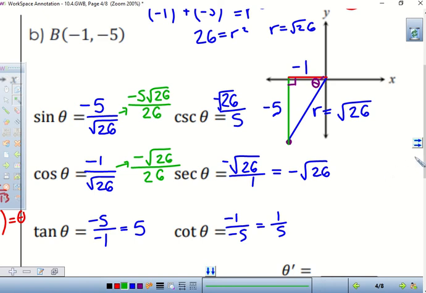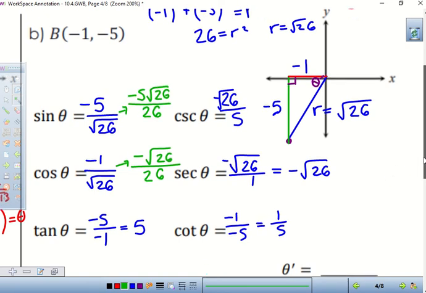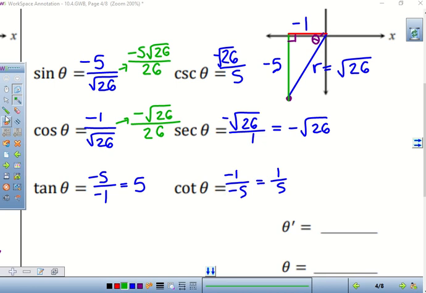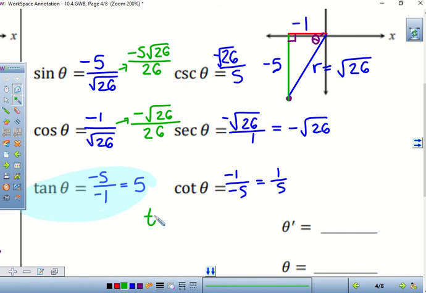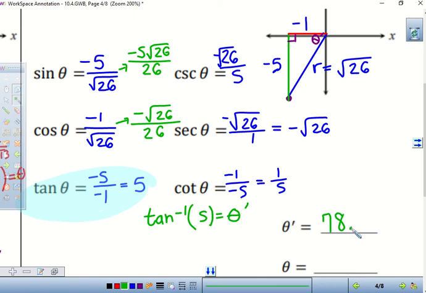So now we are going to find our theta prime. The way we find theta prime is we pick the trig function that is positive, which is which one here? Tan. And you're going to use the inverse function to find its angle. So you're going to do 5 inverse tangent, okay? So basically you're doing tan inverse of 5, which should give you theta prime. So 5, second, tan, that should give you 78.7 degrees.